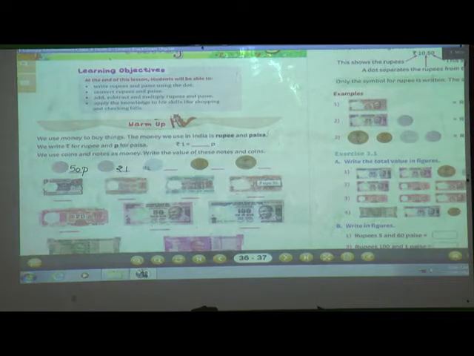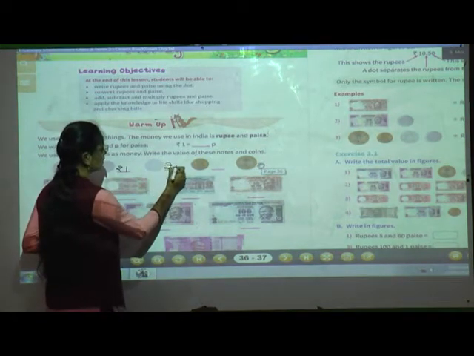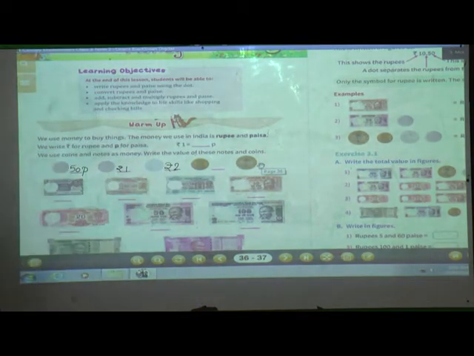Next coin. See here on the coin you can see the number 2 and here it is written rupees. So it is a coin of 2 rupee. So here we will write rupee 2. Okay, in this way you have to write its value.